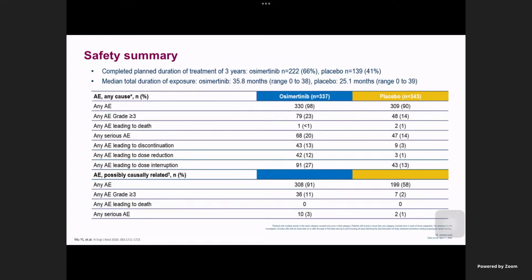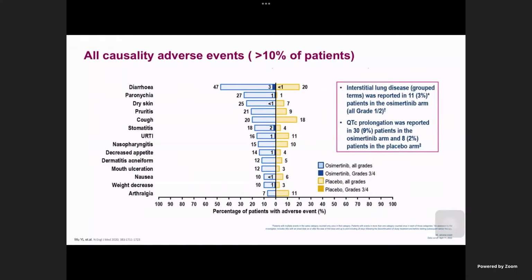So whenever we talk about the benefits, we do talk about the safety. Osimertinib being a third generation TKI had side effects which were manageable, but as compared to the placebo group, about 23% of the patients had grade 3 toxicity as compared to 14% in the placebo. If we look at the all-cause adverse events which happened in more than 10% of the patients, diarrhea was the predominant one. But even though diarrhea was there in 47% of the patients, it was grade 1 or grade 2. Only about 3% had grade 3 toxicity.